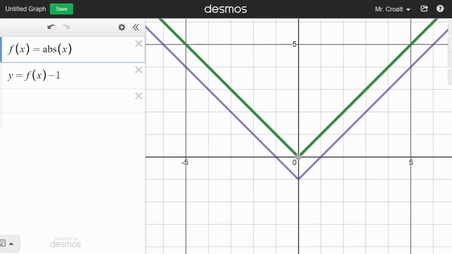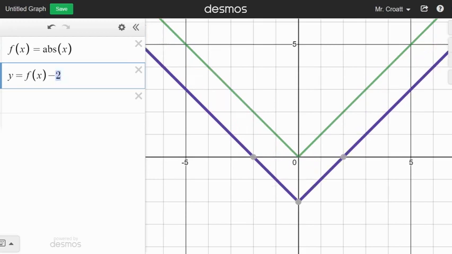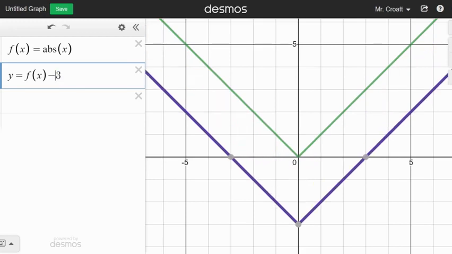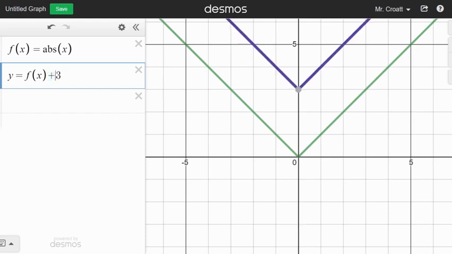And if you think about it, it makes sense. The function does whatever the function does. In this case, it takes the absolute value. And then whatever that output is, we then subtract 1, that's going to move it down. It's going to decrease the y value. If I make it minus 2, it moves down by 2. If I make it minus 3, it moves down by 3. Pretty evident from the graph. If I make it plus 3, it moves up by 3.